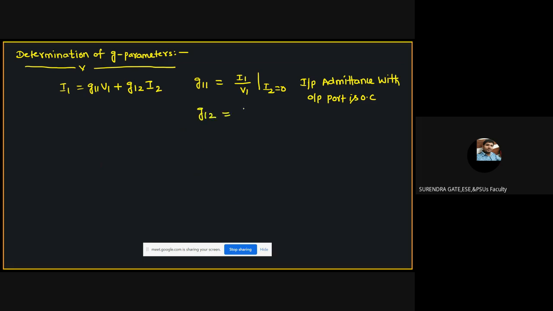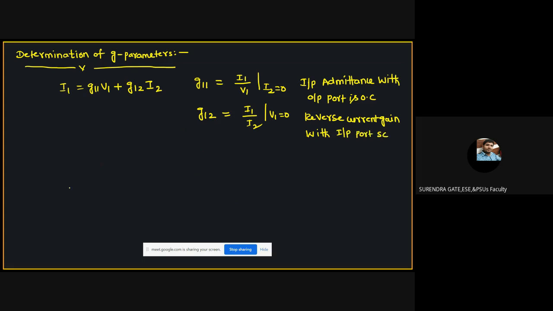G12 equals I1 by I2 at V1 equal to 0. Then what is the name of G12? It's the reverse current gain, with the input port short circuited.